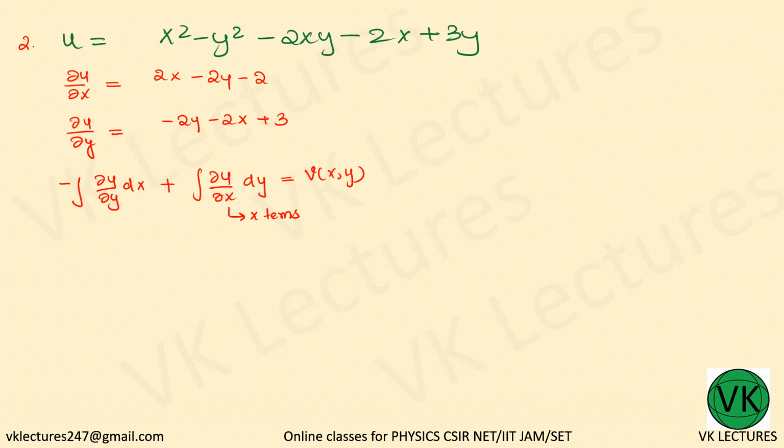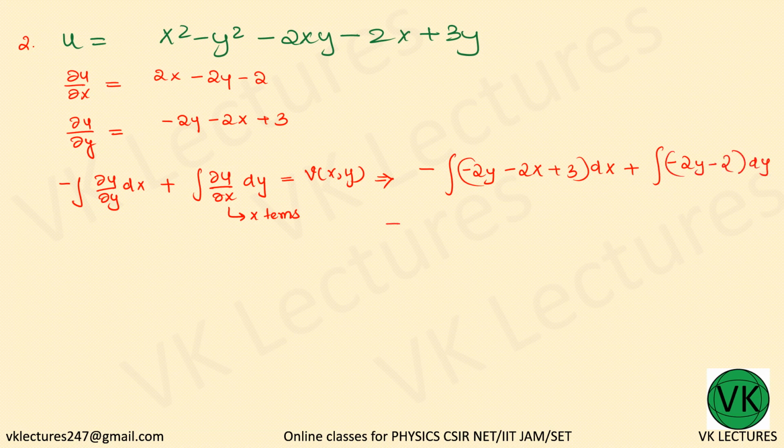Now that's minus integral of ∂u/∂y. ∂u/∂y is minus 2y minus 2x plus 3, times dx, plus integral of ∂u/∂x, the first term, so there should not be any x terms, so 2x can be removed, minus 2y minus 2, dy.